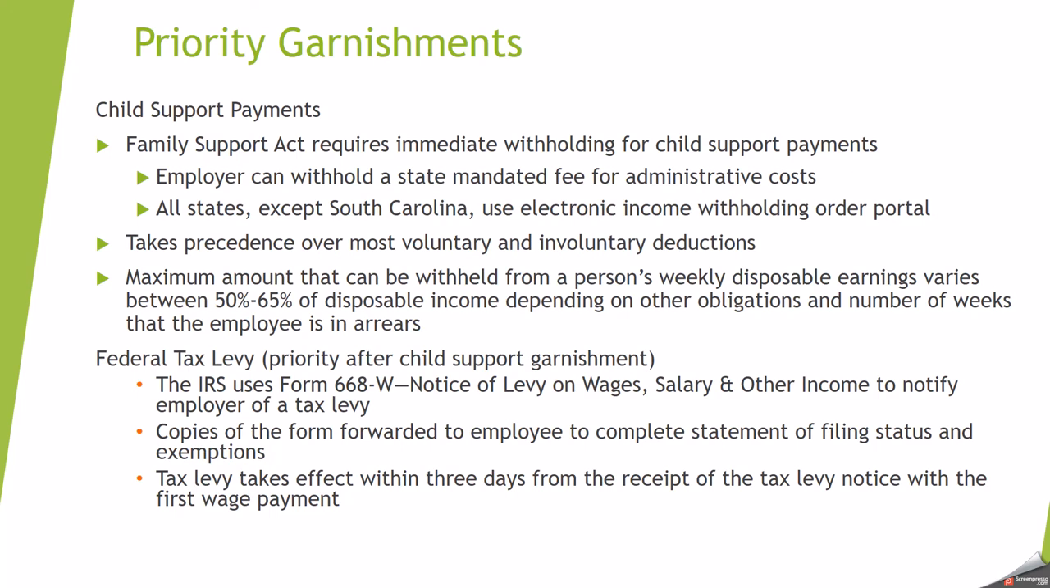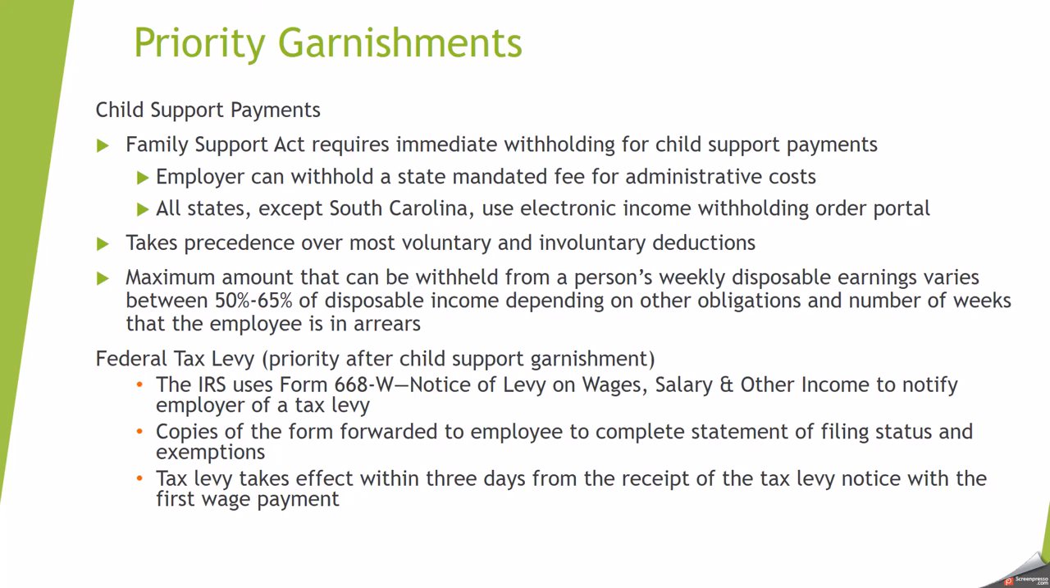Those child supports normally take precedence over most of the involuntary or voluntary deductions. Now the maximum amount for child support could be 50 to 65% of the disposable income, depending on how far behind that employee is in arrears. So that has a higher limit, and you're able to pull more money out for that.